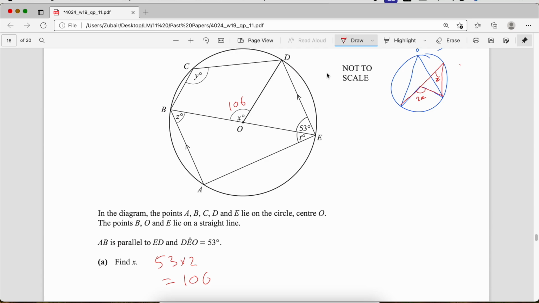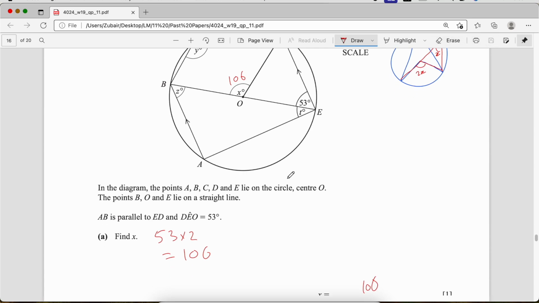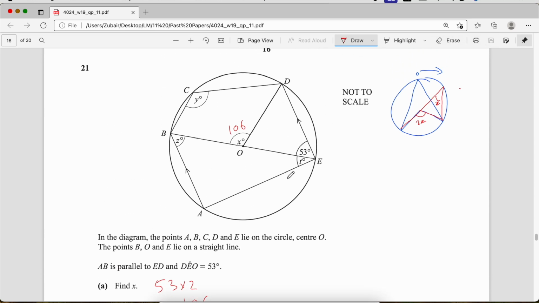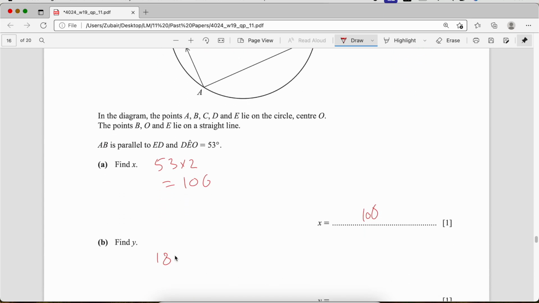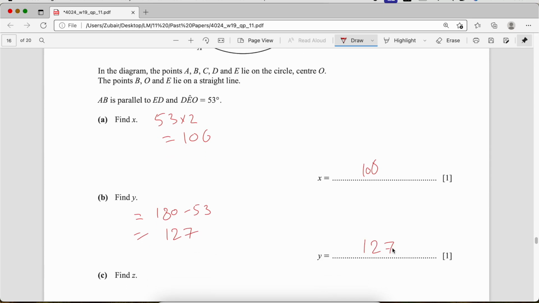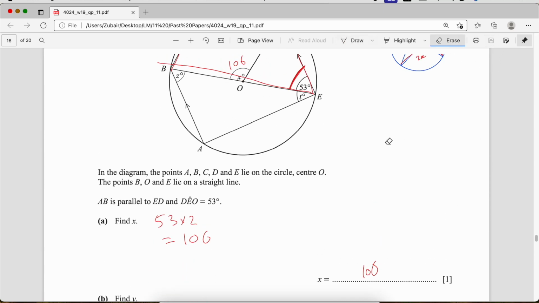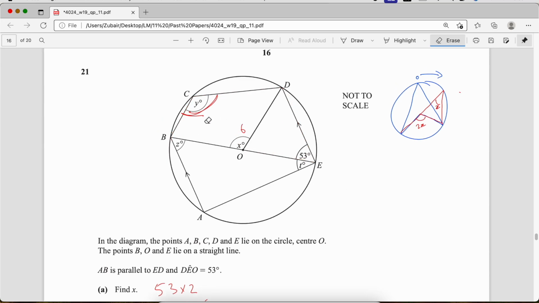And keep on writing so we know what we have and we can use that later. Finding y. In order to find y, if I just look at this four-sided figure, all the four corners are touching the circumference of the circle, so that's a cyclic quadrilateral. So sum of opposite angles is 180, that's supplementary. So 180 minus 53, 180 minus 50 is 130, 3 goes away, 127. So y is 127.